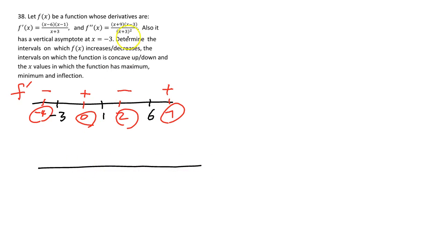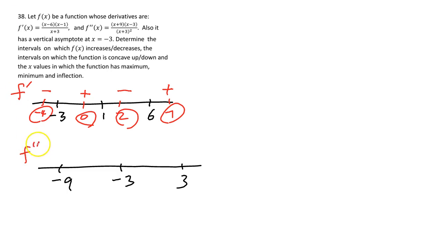We can do the same exact thing for f double prime. For f double prime, you have -9 here, and you have -3 here, and then +3. Okay. So -9 and 3 are those places where f double prime is equal to 0, and -3 is when the denominator is equal to 0. And these are the places where possible sign change could occur. Okay, so let's try that.